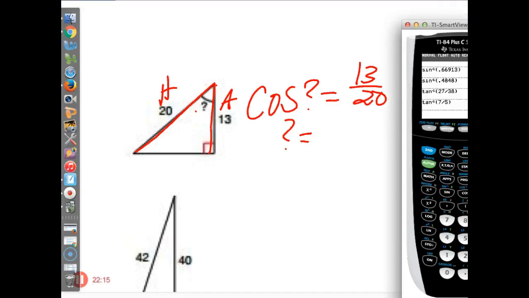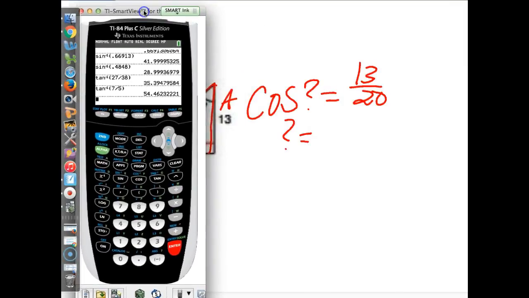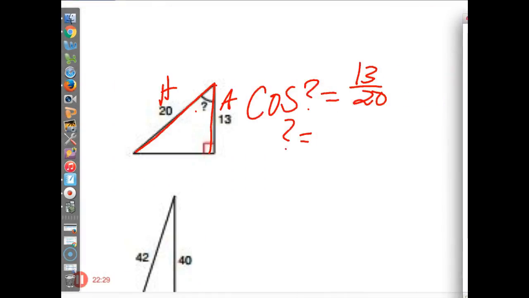Cosine inverse, let's go take a peek. So second cosine and 13/20. And I hit enter, and it tells me that's about a 49.5 degree angle.